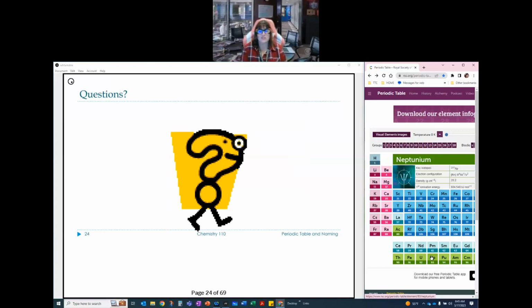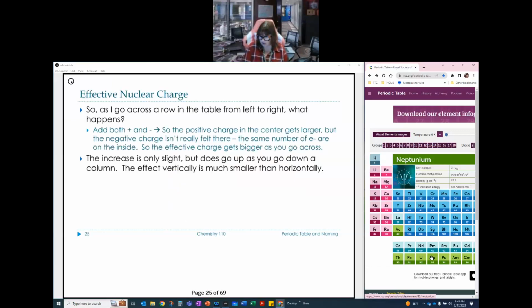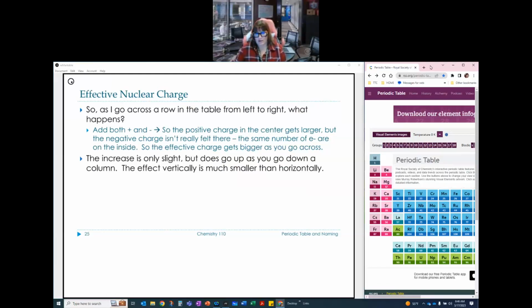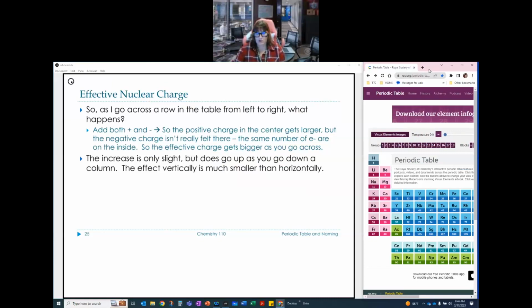All right. So, questions about our electron configurations? Because we're going to change gears a little bit here, and we're going to start talking about periodic trends. The first periodic trend that we're going to talk about is effective nuclear charge.